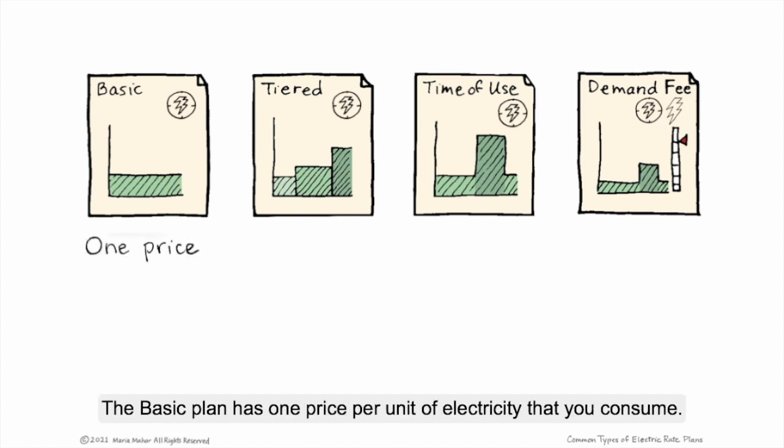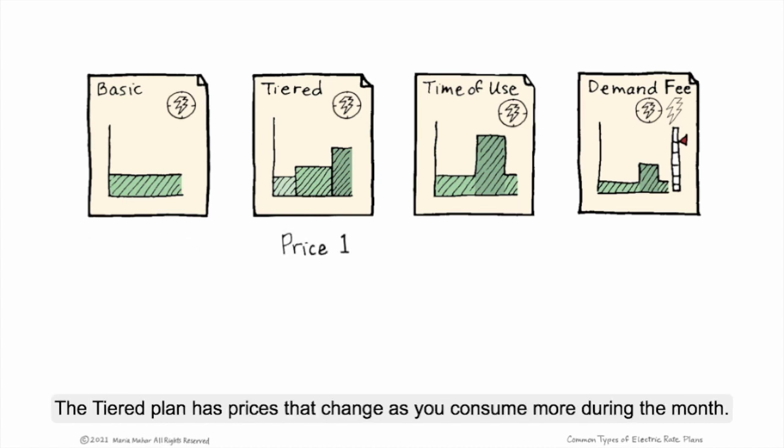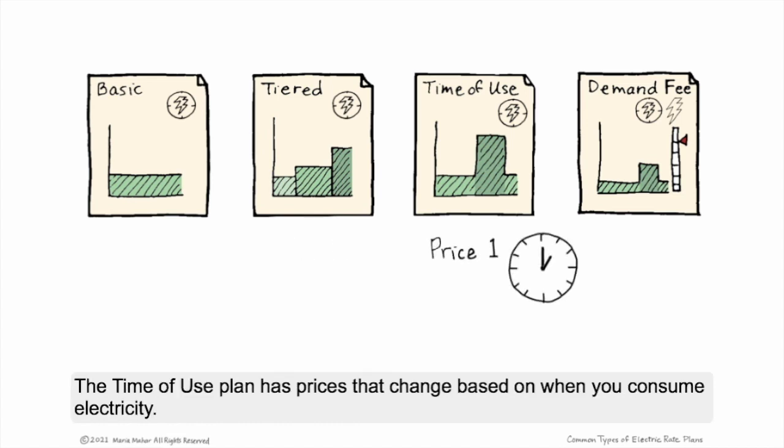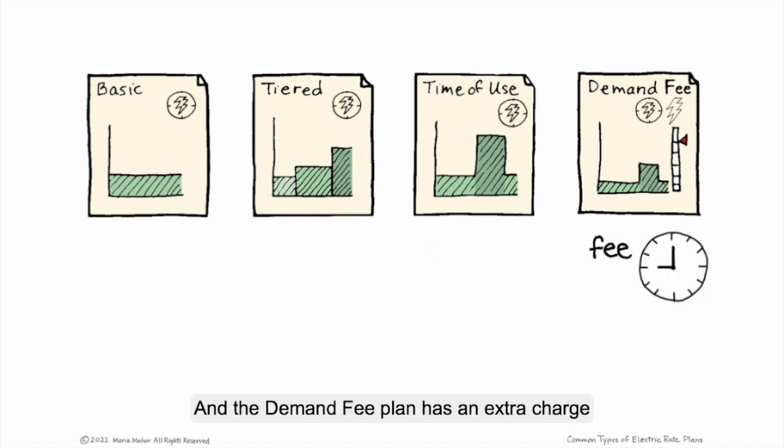I'll start by giving the bottom line for each plan, then I'll go deeper into the plans. The basic plan has one price per unit of electricity that you consume. The tiered plan has prices that change as you consume more during the month. The time of use plan has prices that change based on when you consume electricity. And the demand fee plan has an extra charge that is based on the maximum amount of electricity that you use during certain times.